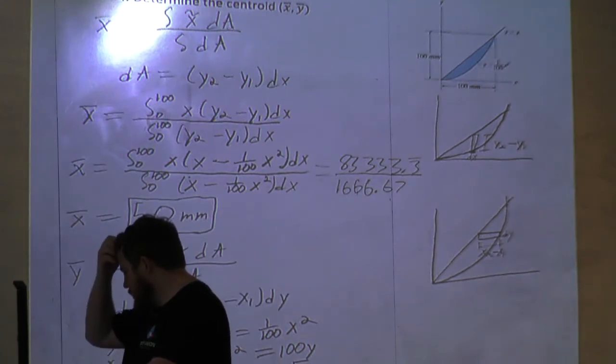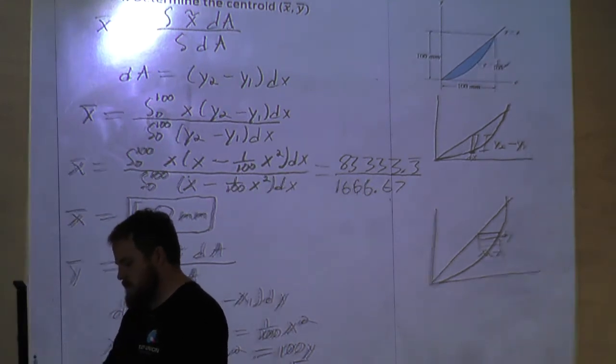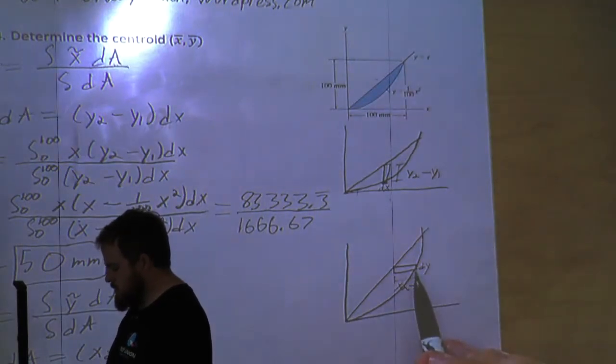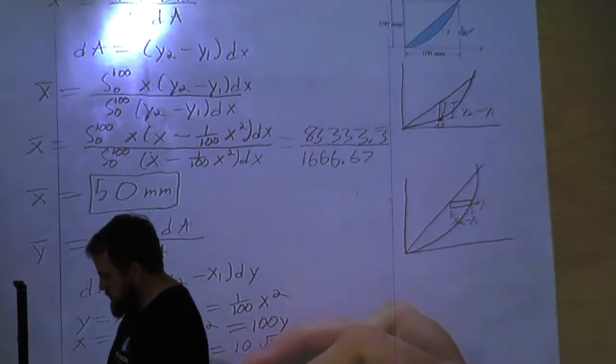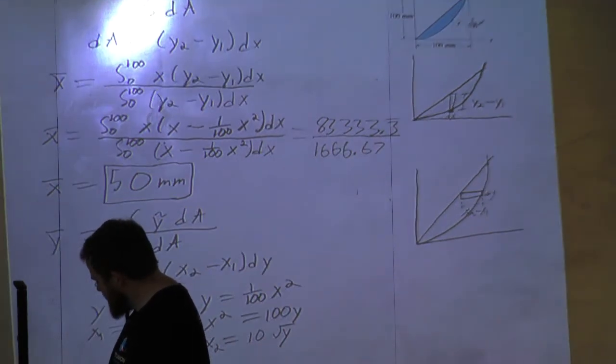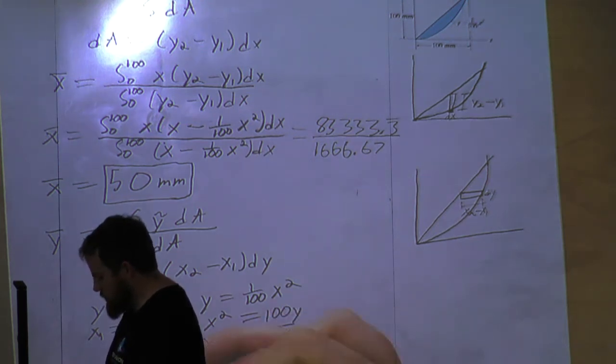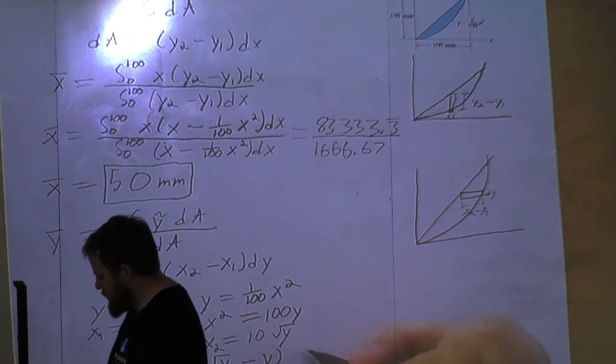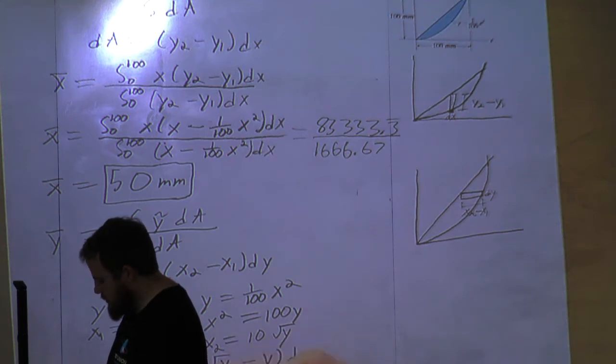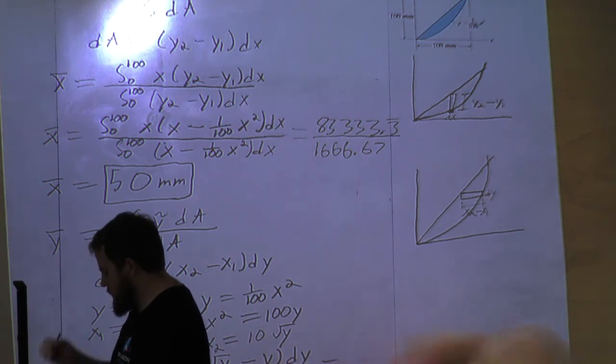Now we need to be careful about what our x2 and our x1 is. So we look at this. This is our x2. That's our x1. So 2 and 1. So then we just get y bar equals integral from 0 to 100 y times 10 root y minus y dy, all over integral 0 to 100 10 root y minus y dy. Okay.